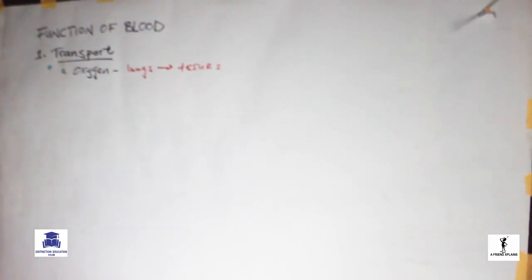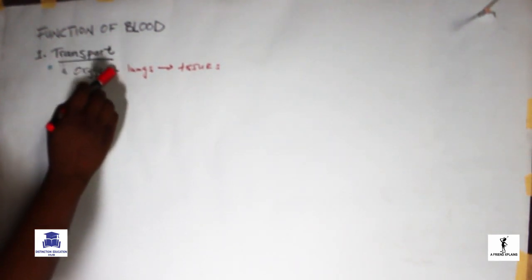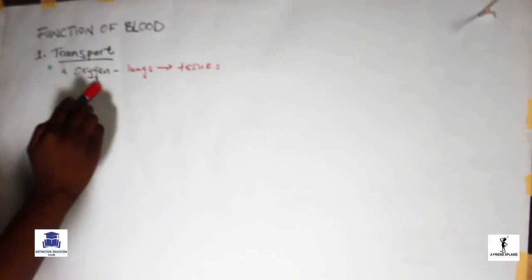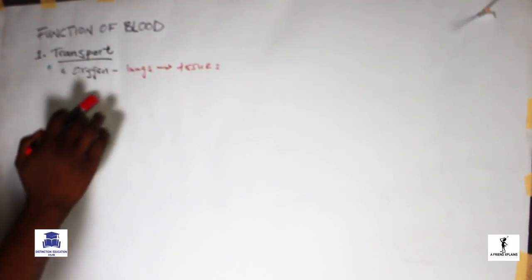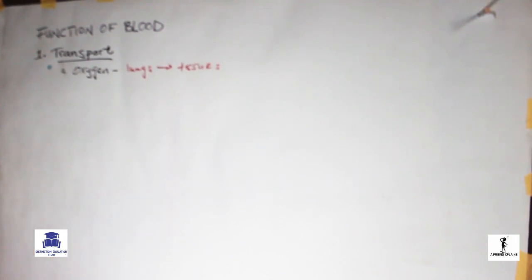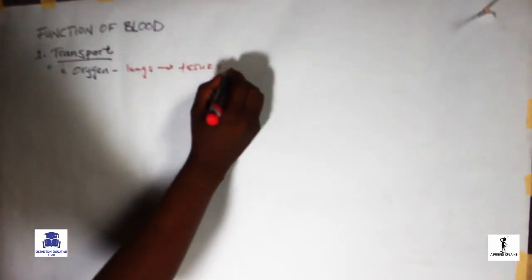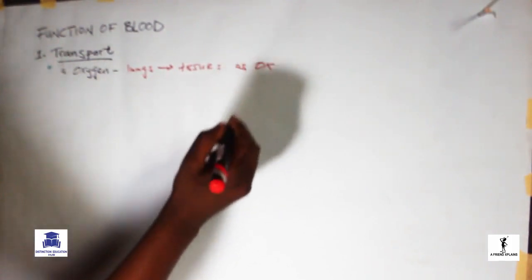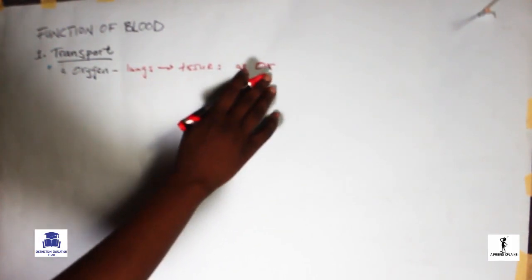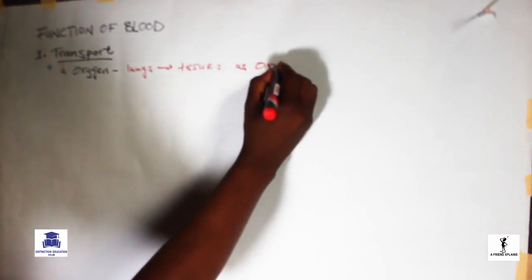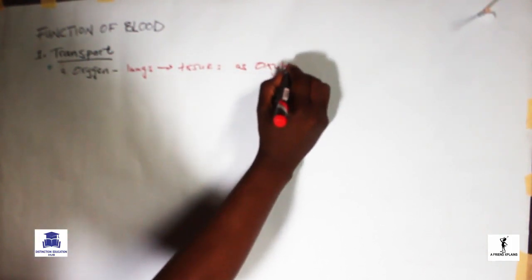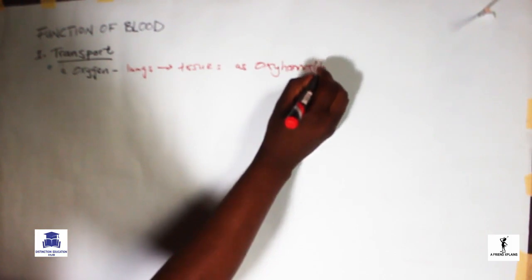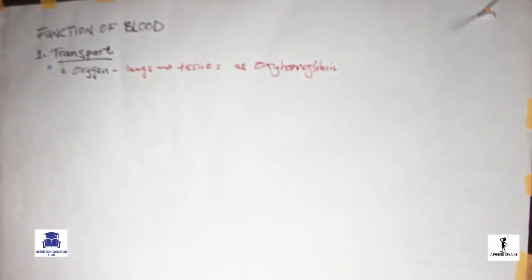I talked about how oxygen is transported or carried, meaning that this oxygen is carried by the red blood cell. So oxygen is transported from the lungs to the tissues, basically as oxyhemoglobin. I talked about the hemoglobin there. So that's what we have as the first part of the function.